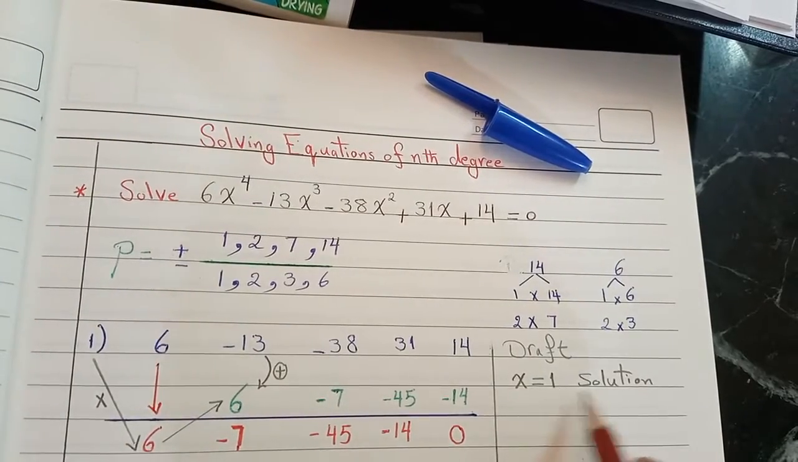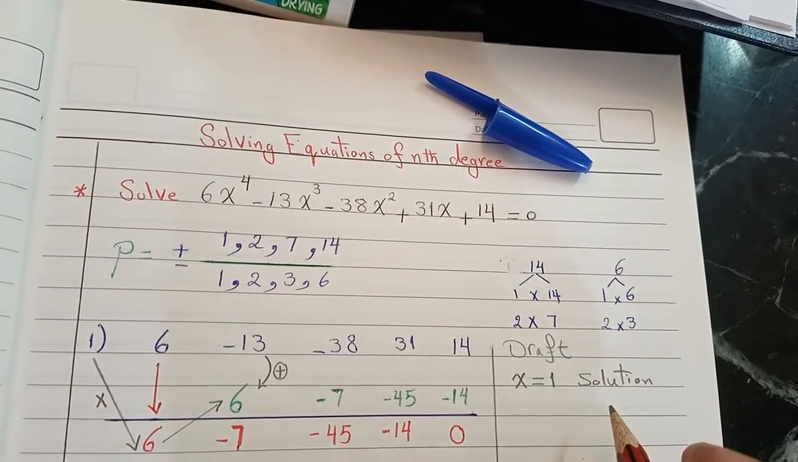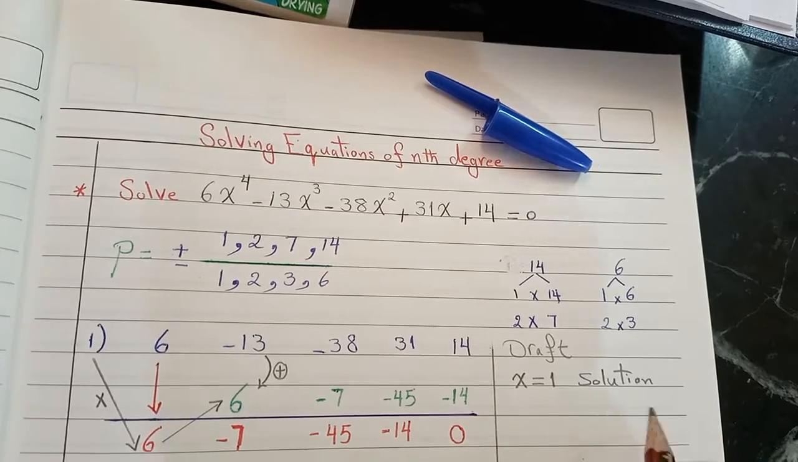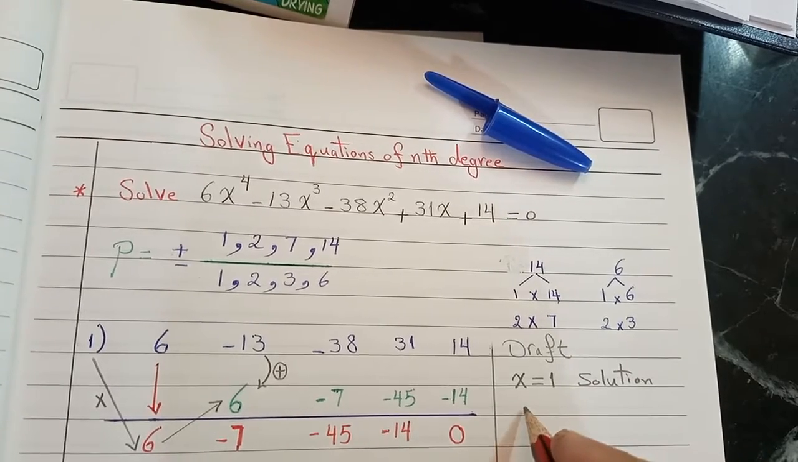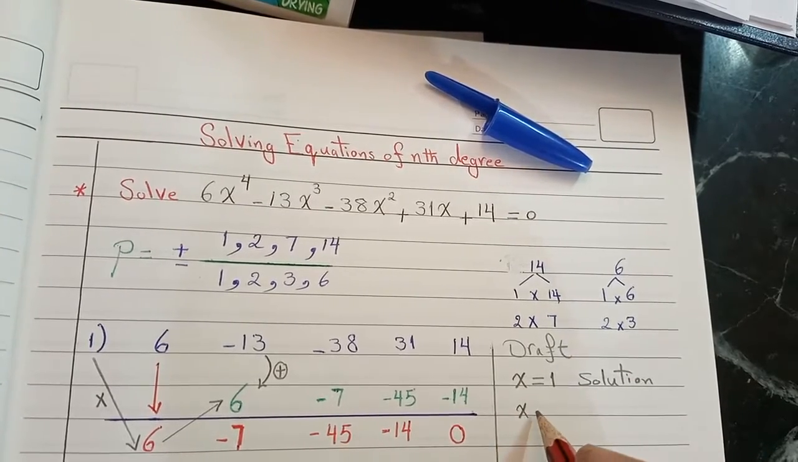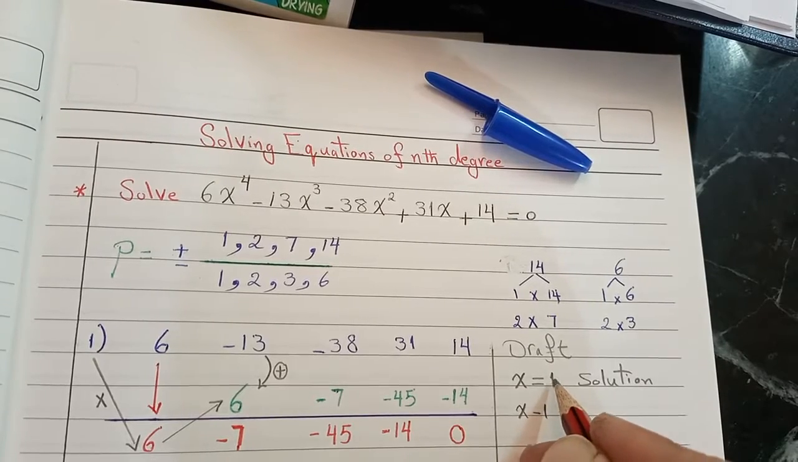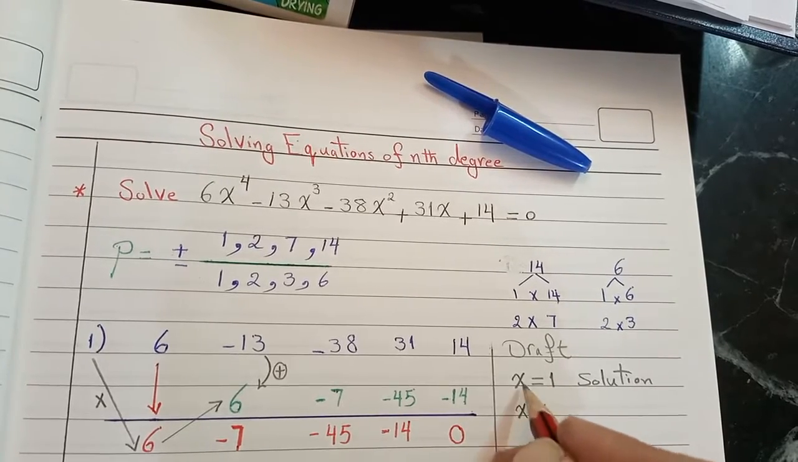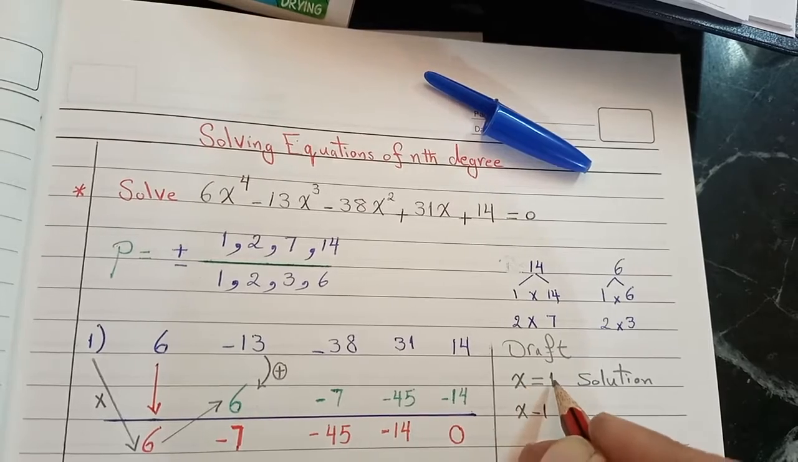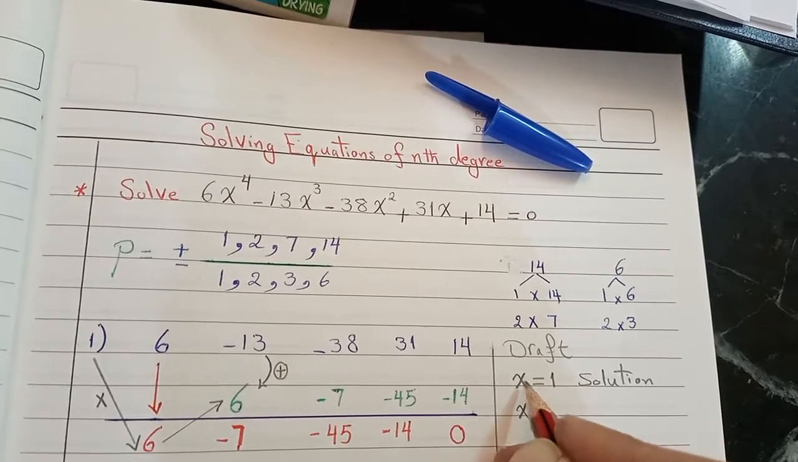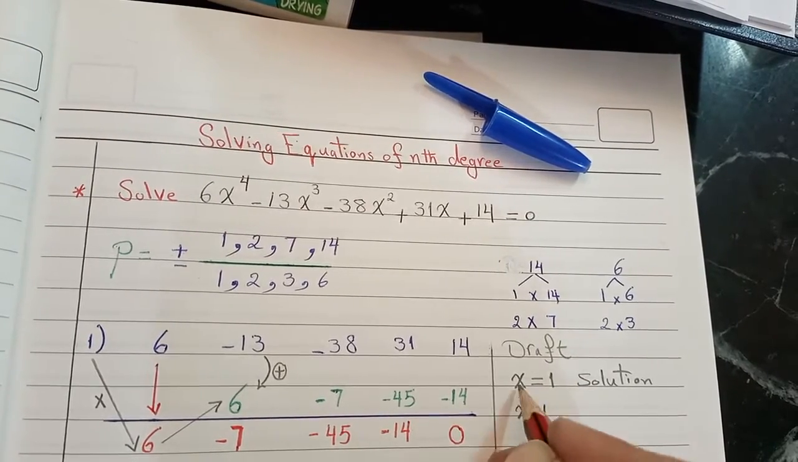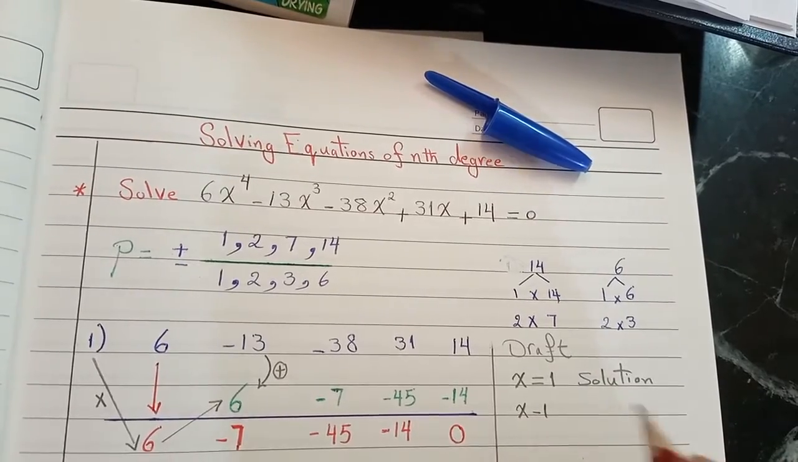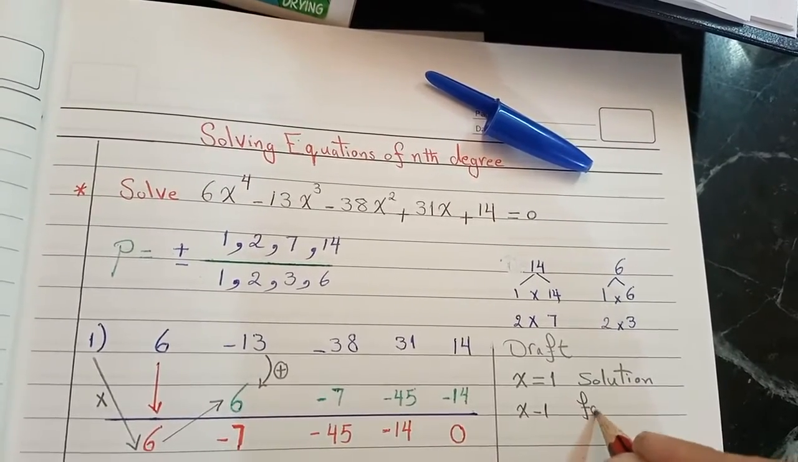Okay, and if it is a solution, there is a factor x minus 1. I changed it, I brought this one to the other side and I changed the sign. It is positive 1. I brought it inside here and I made it become negative 1. So x minus 1 is a factor.